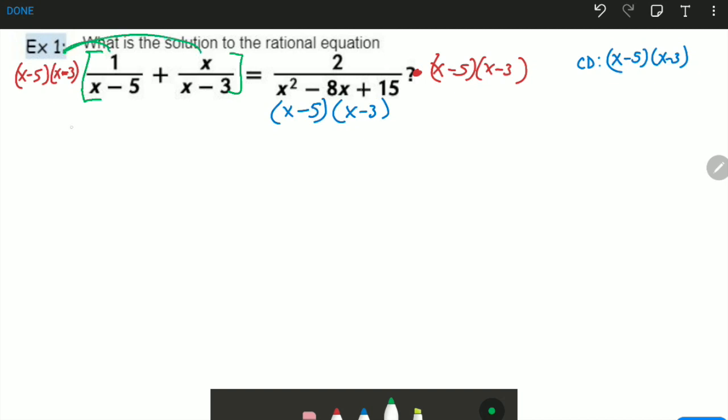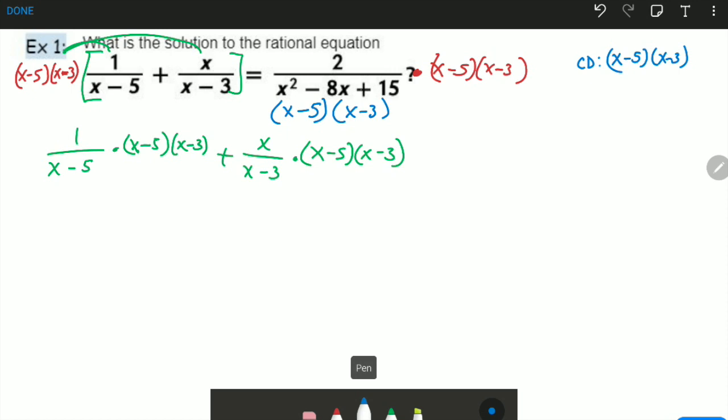So it's going to be the first fraction times our common denominator, x minus 5 and x minus 3, plus our second fraction times our common denominator, x minus 5, x minus 3. And on the right side, I'm going to go ahead and cancel stuff out right away here. The x minus 5's will cancel and the x minus 3's, which means our whole denominator is canceled out, leaving us with 2.